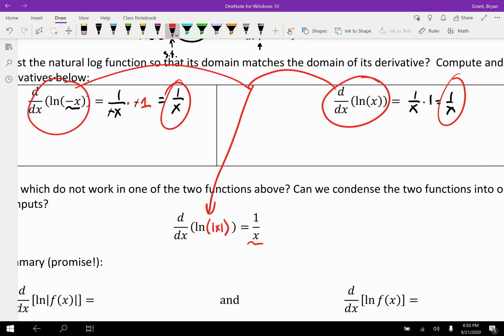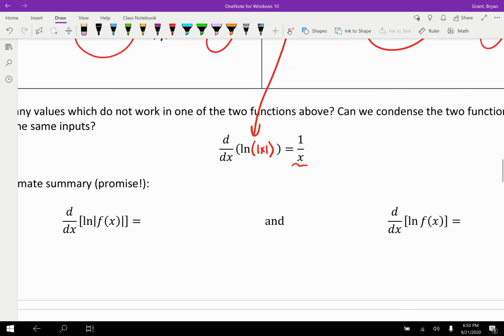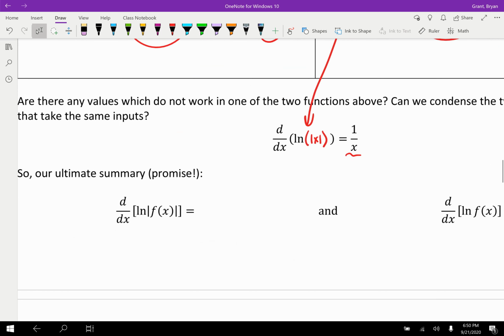Now, this may not seem super important first semester, but it's going to be really important second semester when we start working backwards and we say, what's the antiderivative? If you work backwards from 1 over x, what did you take the derivative of? And you're really going to have to remember that absolute value. So, long story short, too late, name that movie.